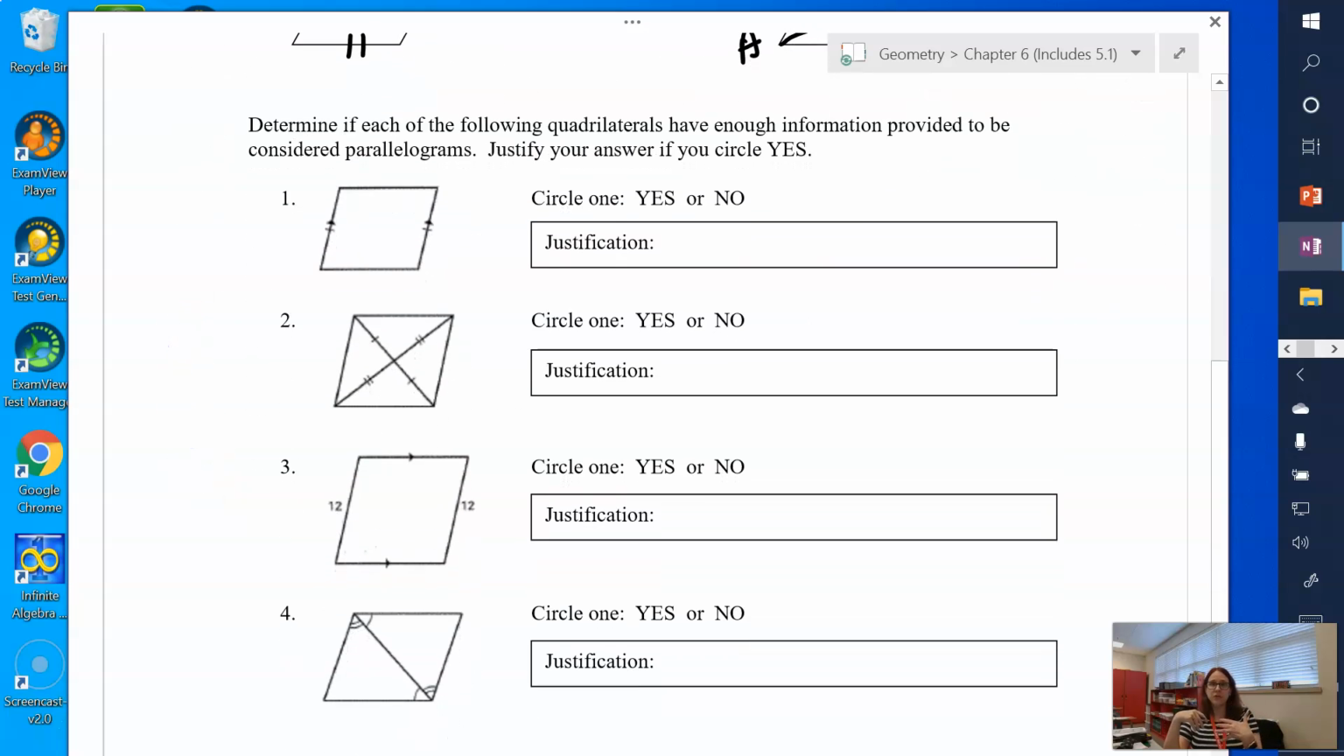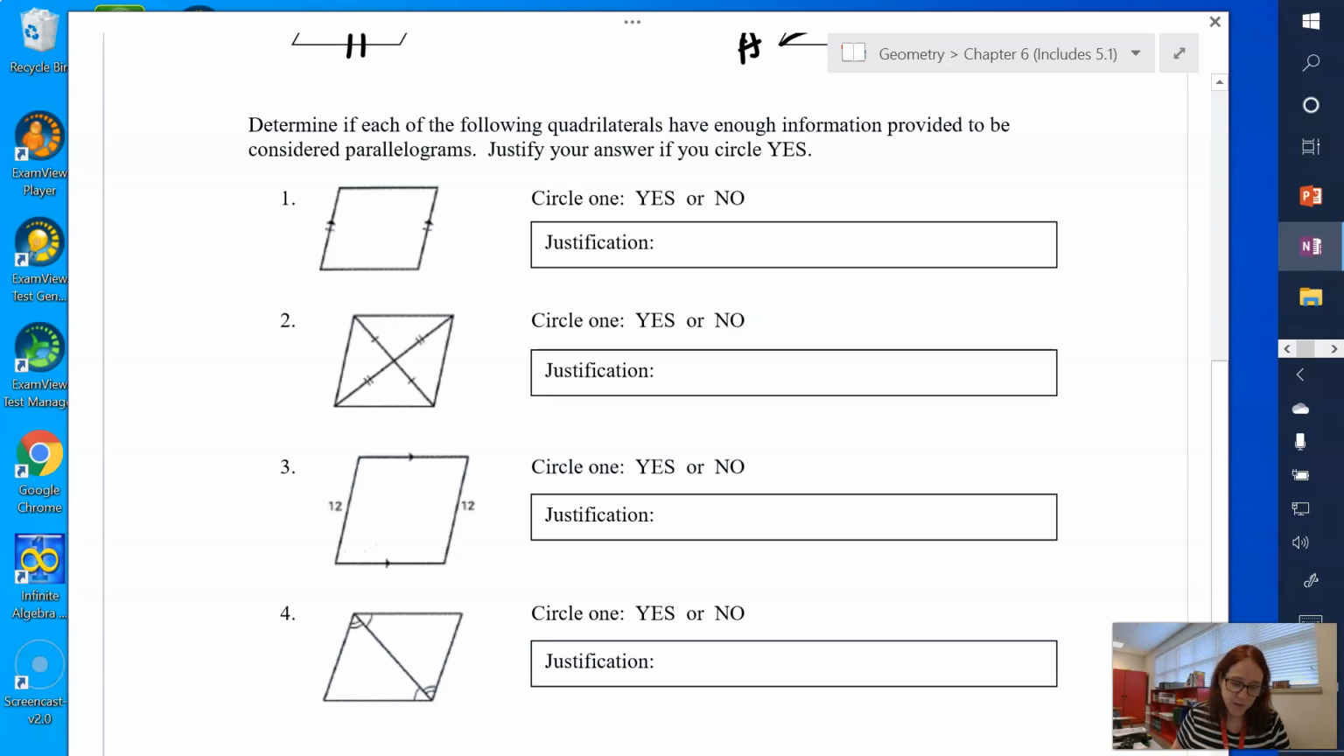So now that we have these tools in our toolbox, let's go ahead and look at some pictures. We're going to examine those markings, and we're going to decide if those are parallelograms, and then we'll write the justification. And I want you to take note of the shorthand I'm using for writing the justification.